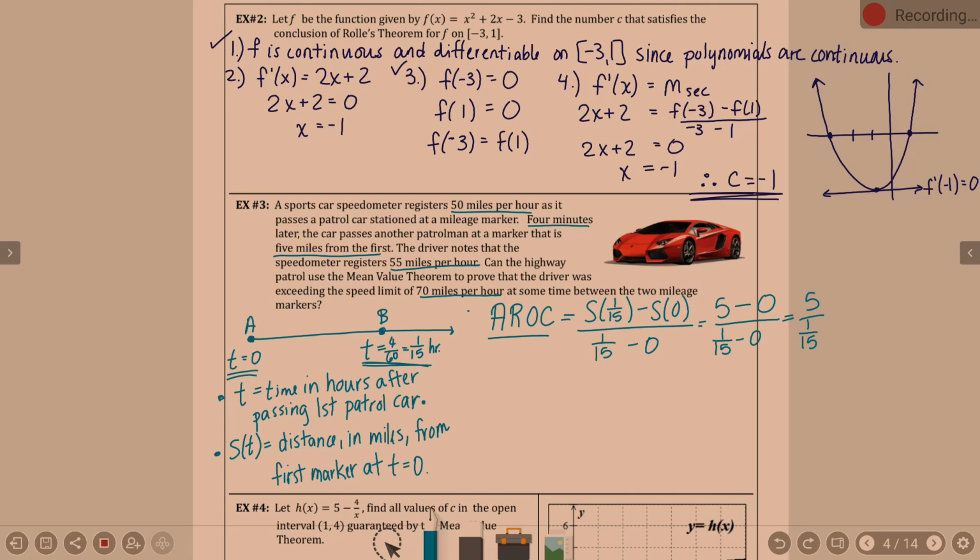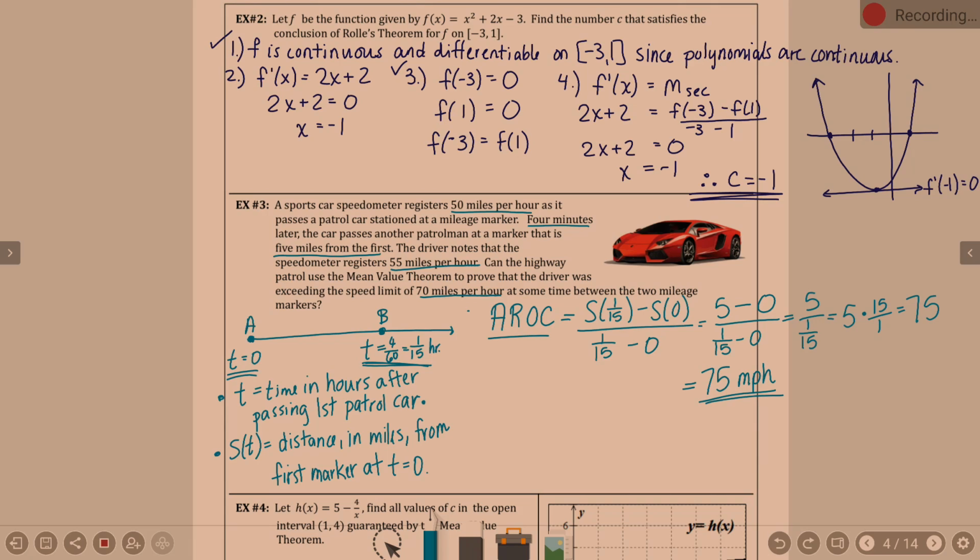75. Because we would be doing 5 times 15 over 1, which is 75. What is that? Miles per hour. That is 75 miles per hour. So he did go over this point at some point. That's so crazy.